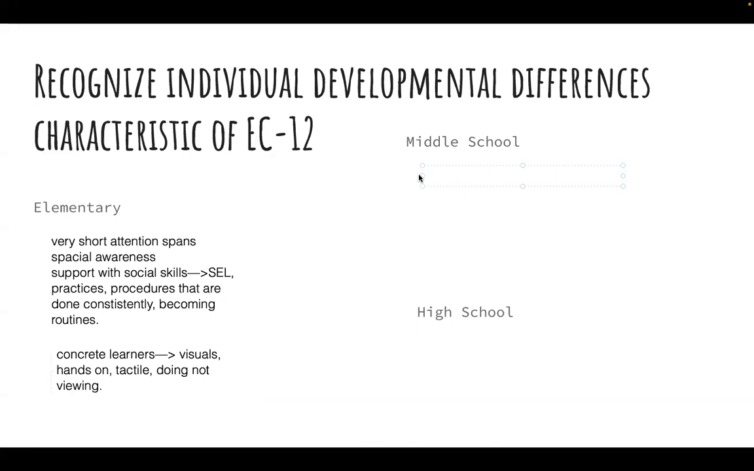They still have short attention spans, but they have better attention spans than their EC through 6 predecessors. However, something they need, does anyone know what they need particularly in middle school? They just have so much energy. They need physical.